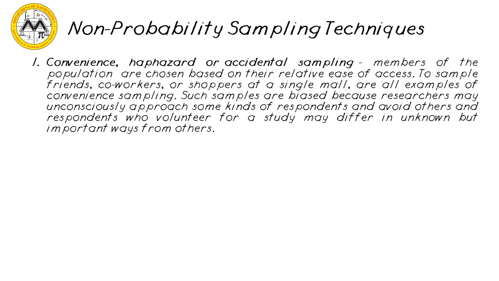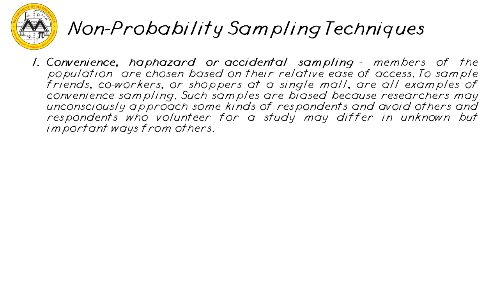For the non-probability sampling techniques, some elements are not having their chance to be selected as sample. So the first one is the convenience, haphazard, accidental sampling. Usually in your research you say that it is a random sampling, but most of the time it is just convenience or haphazard or accidental sampling.